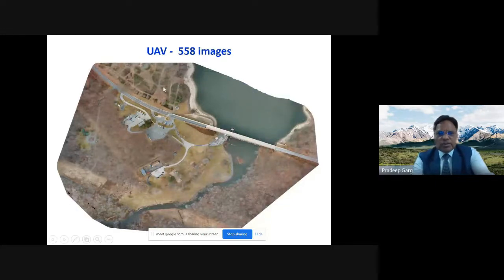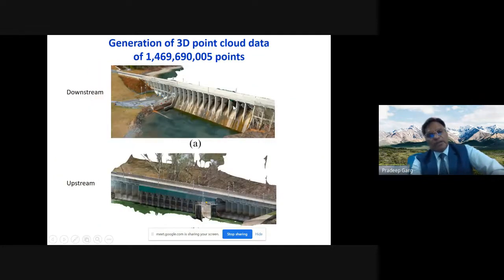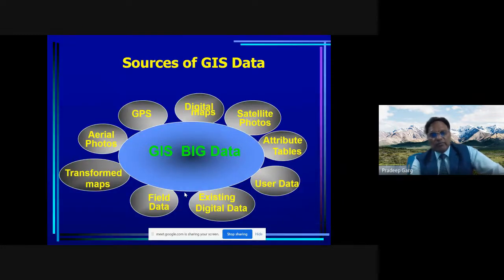So this is a dam site in Maryland, US, where 558 images are stitched together with the help of software, and you can see the entire view. You can see the reservoir of the dam and other structures. So these are the point cloud data. You have the LiDAR laser beam data, and these are the point cloud data. Upstream and downstream of the dam, top image and bottom image, the upstream of the dam. So you can have this.